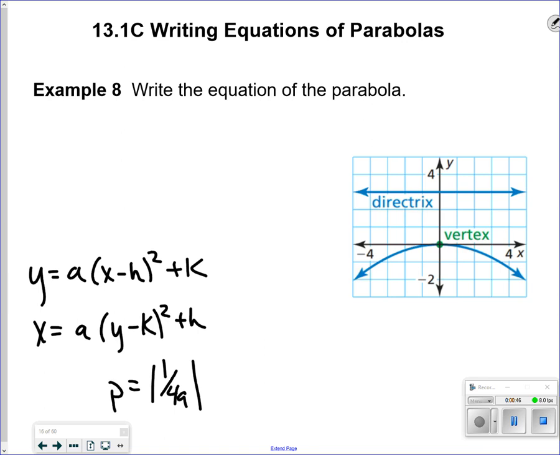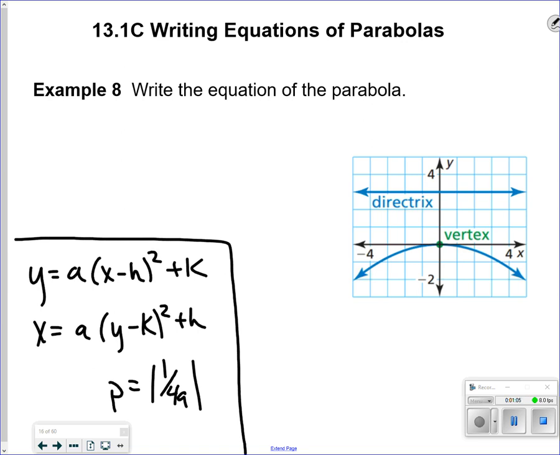The first one, the y equals, is obviously any up and down parabola. The x equals is any left and right parabola. And then the P is obviously the distance from the vertex to the directrix. So again, these are pieces of information that you are going to need to know for today as we talk about this.